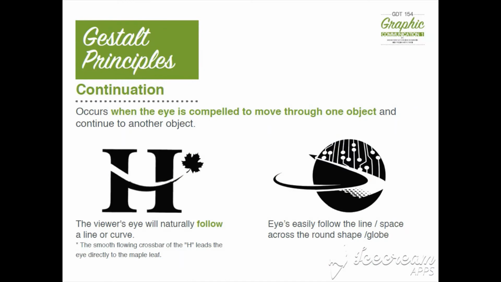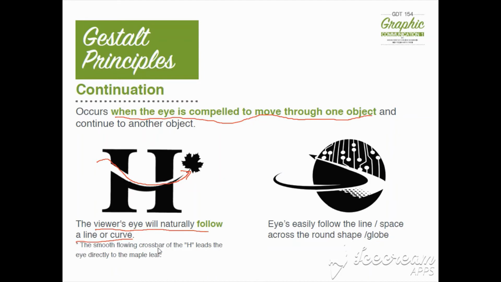Okay, let's have a look at continuation. So continuation occurs when the eye is compelled to move through one subject and continue to another object. Kita tengok contoh satu. The viewer's eye will naturally follow a line or curve. Dia dah cakap dah, when the eye is compelled to move through one object. Kita nampak huruf H, tetapi dia ada satu line yang di sini membawa viewers tu. Viewers' eye will naturally follow a line ataupun a curve.